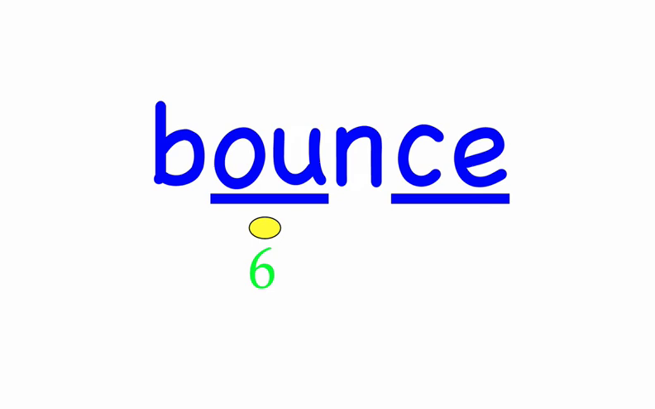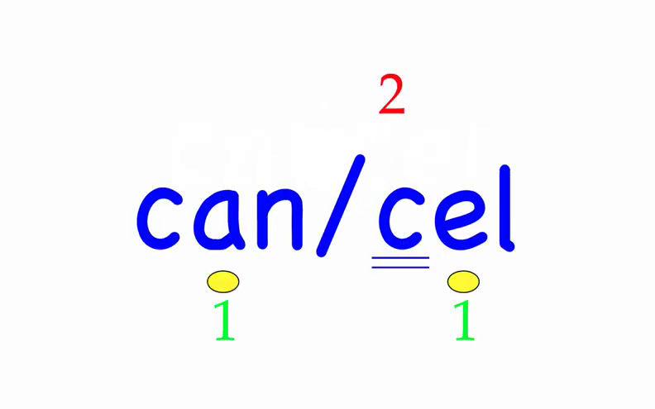Cancel. We will cancel the show because of the bad weather. Can, three sounds: K, a, n. Sell, three sounds: S, e, ul. Can-sell. Mark the word.